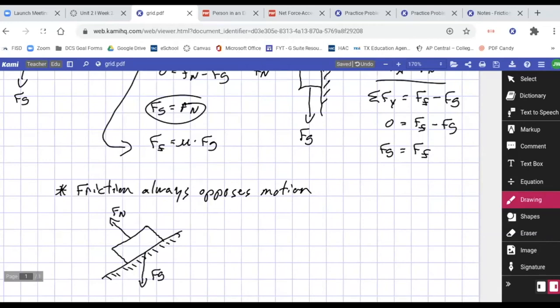So if we're pushing this object up the incline, our force applied would be this way, and our force of friction would be down the incline.